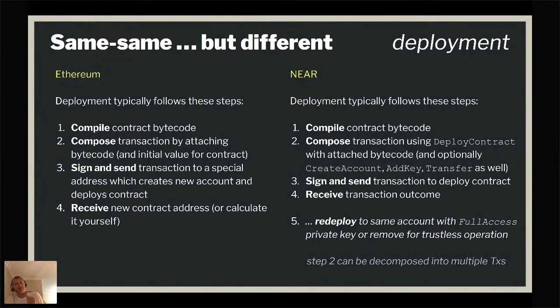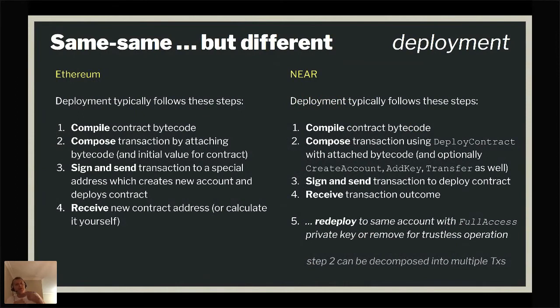In NEAR, the transaction can be a little bit more sophisticated in that you can create an account by name at the same time. You can add a key to it. You can transfer value to it. So there's a few other things that you can actually do that can't be done with Ethereum in terms of how you deploy that contract with the transaction. But in the end, whatever that transaction does, you're going to sign and send it.